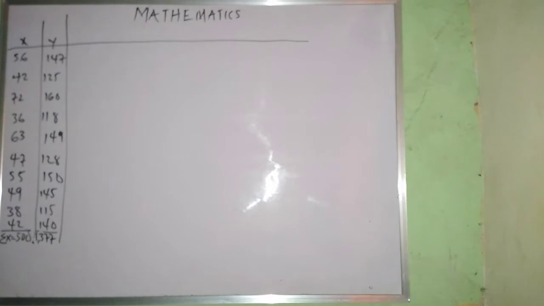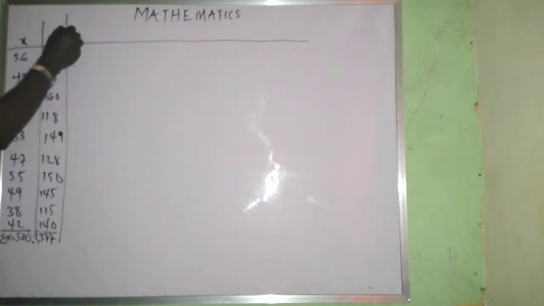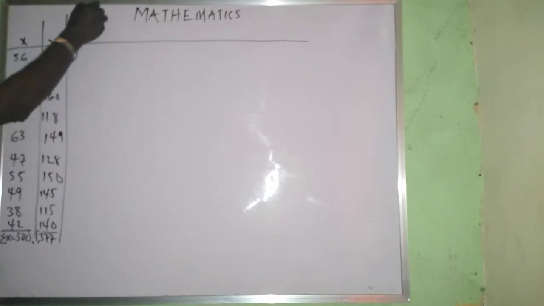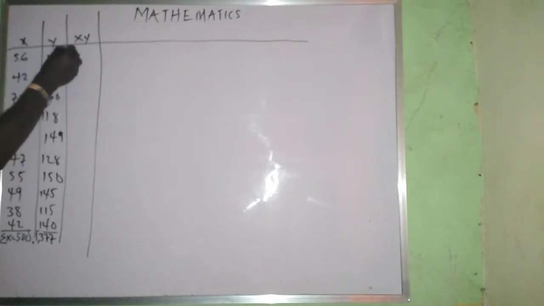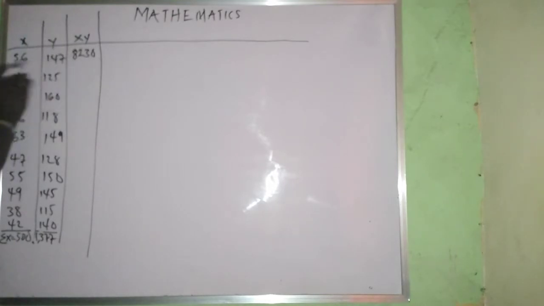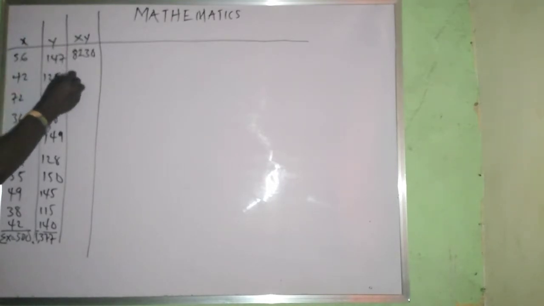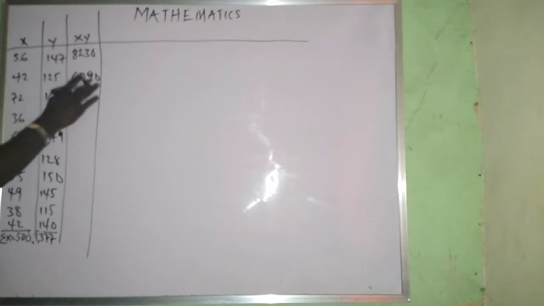1,377. Now I need that. Now for me to continue, I need to get my x and y. It means my x times y, which I'll be having this times this. I'll be having 8,230. This times this, I'll be having 6,090.